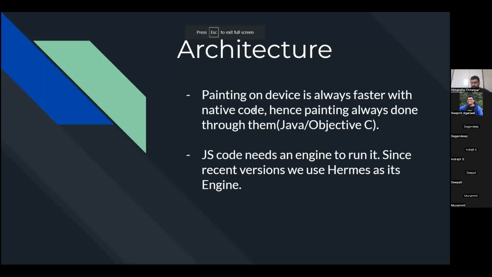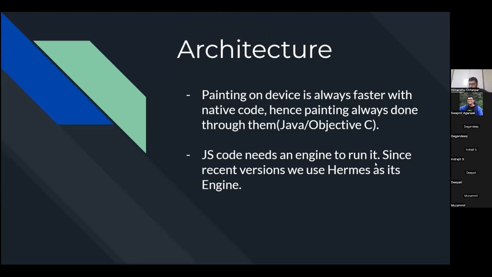These are certain facts that you need to know. Painting on a device is always faster with native code. It makes sense, right? Java and Kotlin are optimized for the Android operating system. So obviously, painting something using JavaScript versus using native code would be faster, right? That's why painting is always done through native code.